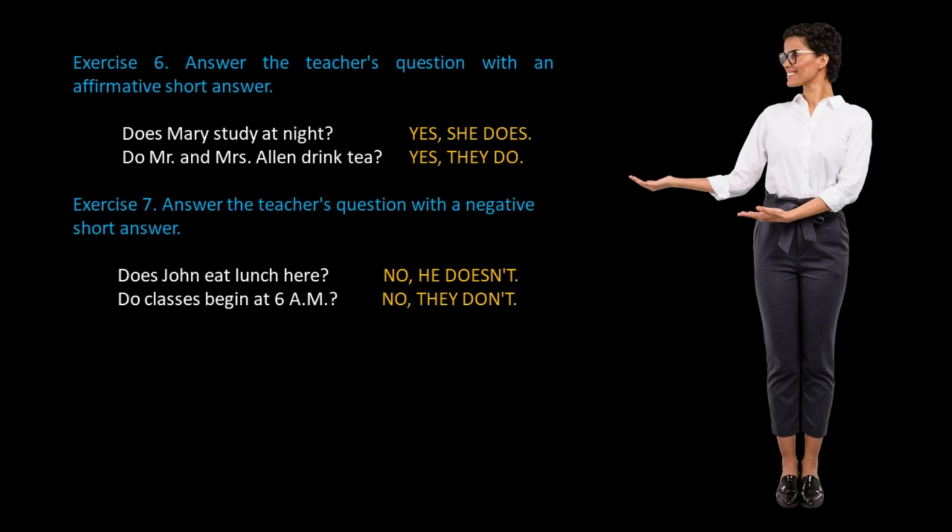Exercise 7. Answer the teacher's question with a negative short answer. For example, does John eat lunch here? No, he doesn't. Do classes begin at 6 a.m.? No, they don't. Now, please do the following exercise. You can pause your video until you finish the exercise.